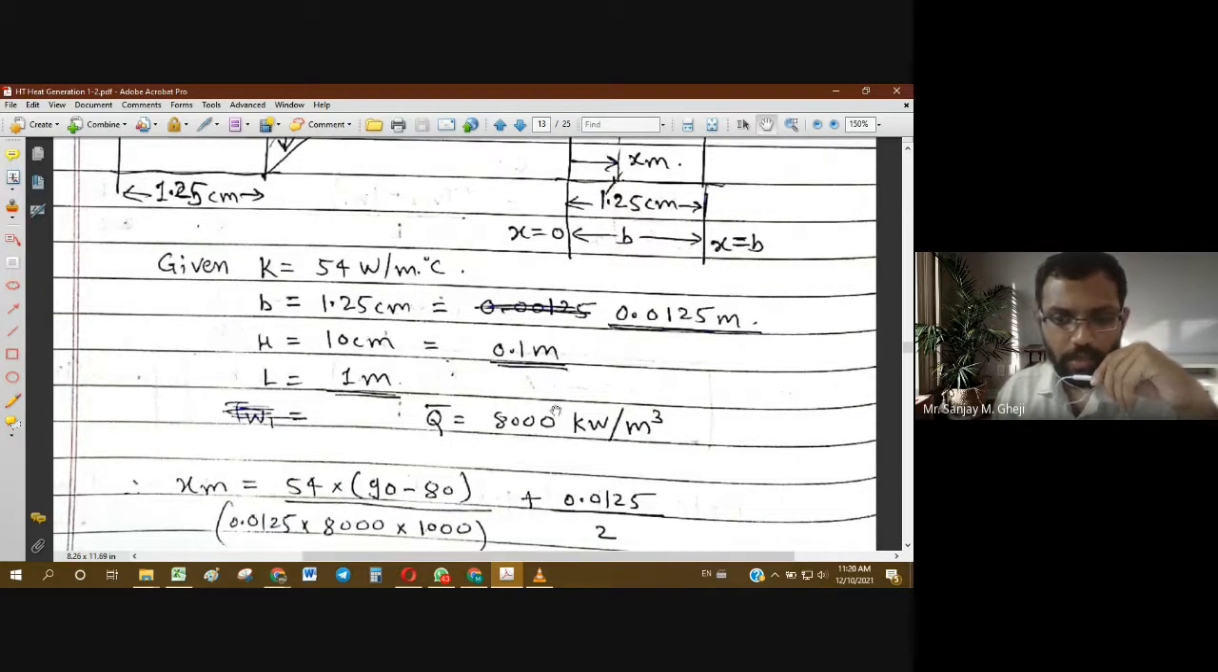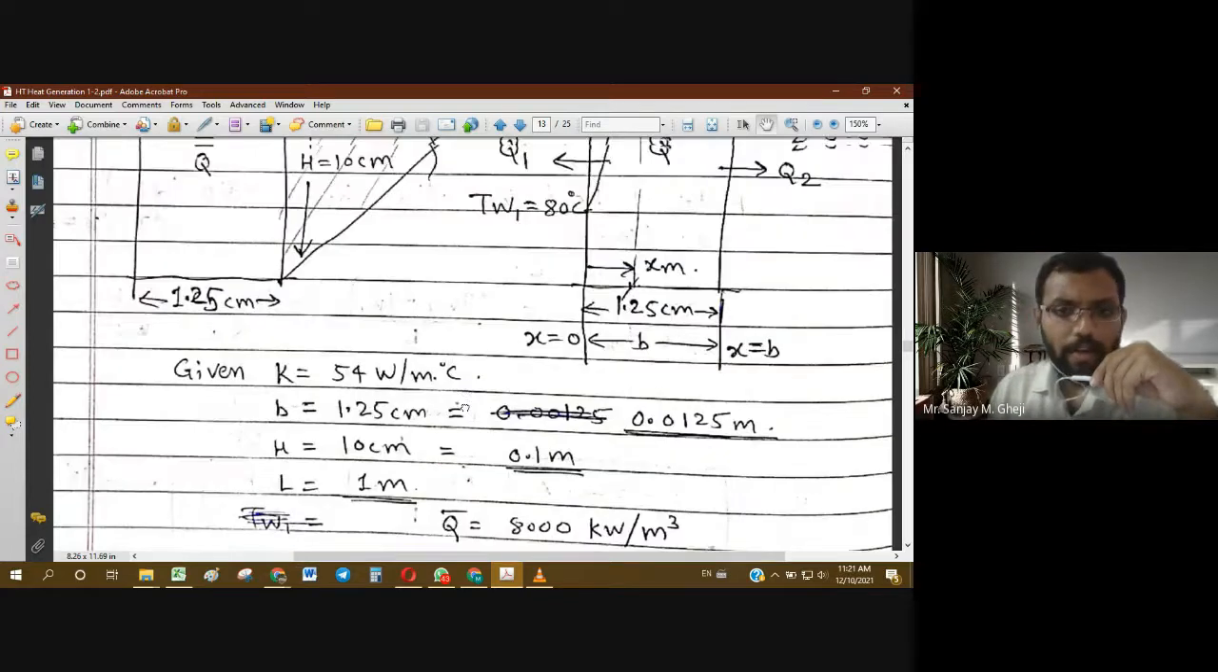Now again, kilowatt is not a standard SI unit for heat transfer rate. Whenever we handle heat transfer rate in SI units, we have to take it in watt. So kilowatt will be converted to watt by multiplying by 1000, and you will get the heat transfer rate in watt.